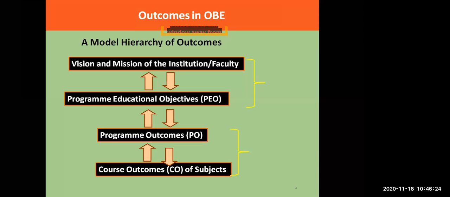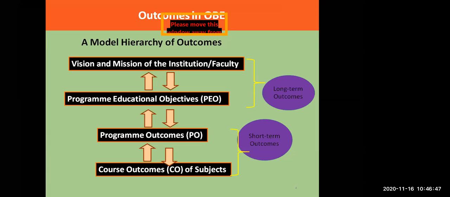But when we have to measure the attainment of these, what you do is you first calculate the attainment of course outcomes. From that you calculate the attainment of program outcomes. From that attainment of PEOs, and from that attainment of vision and mission. Anyway, this you may have already discussed somewhere. The lower two are called short-term outcomes and upper two are called long-term outcomes.